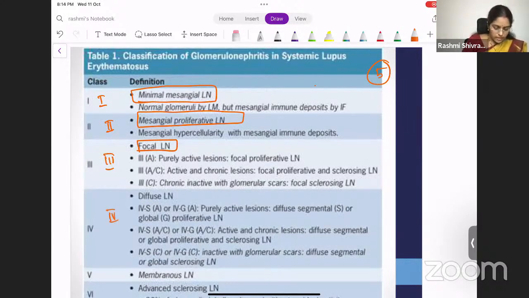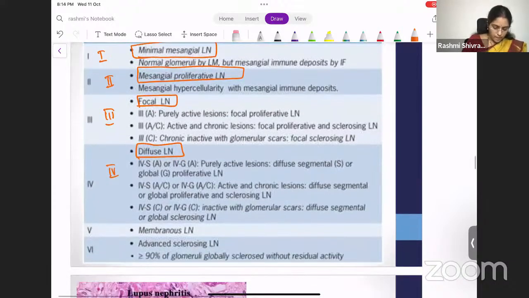The fourth one will be diffuse lupus nephritis, right? And the fifth one will be membranous lupus nephritis. Membranous lupus nephritis, I told you, has somewhat a good prognosis. Then the sixth stage will be advanced sclerosing lupus nephritis, where you can basically not do anything. So in this stage, aggressive immunosuppression will not be useful, right?